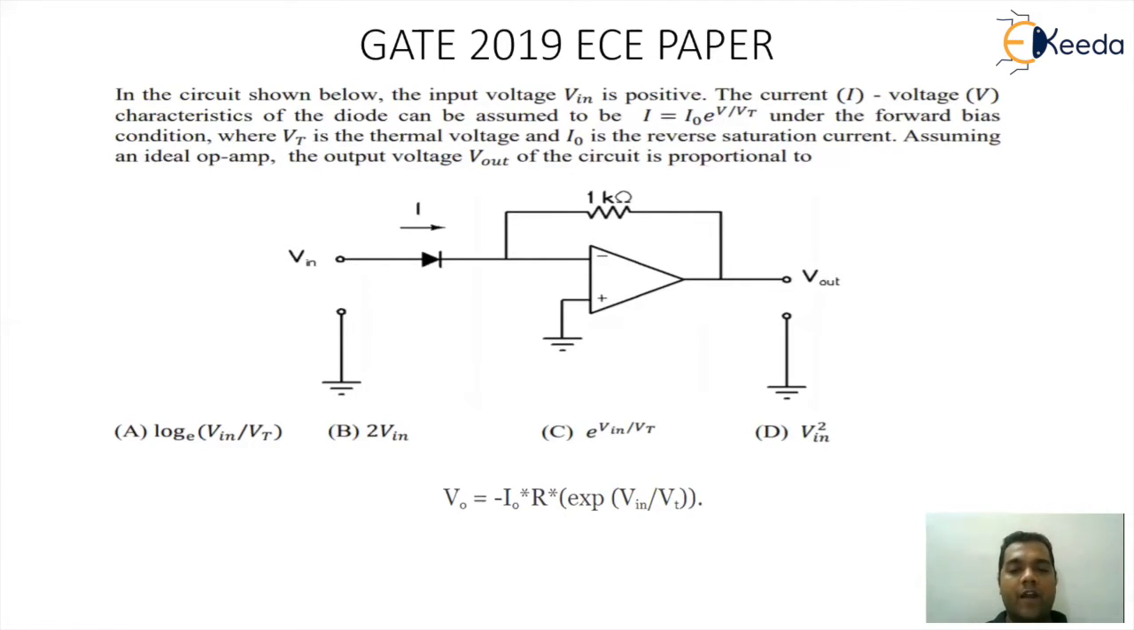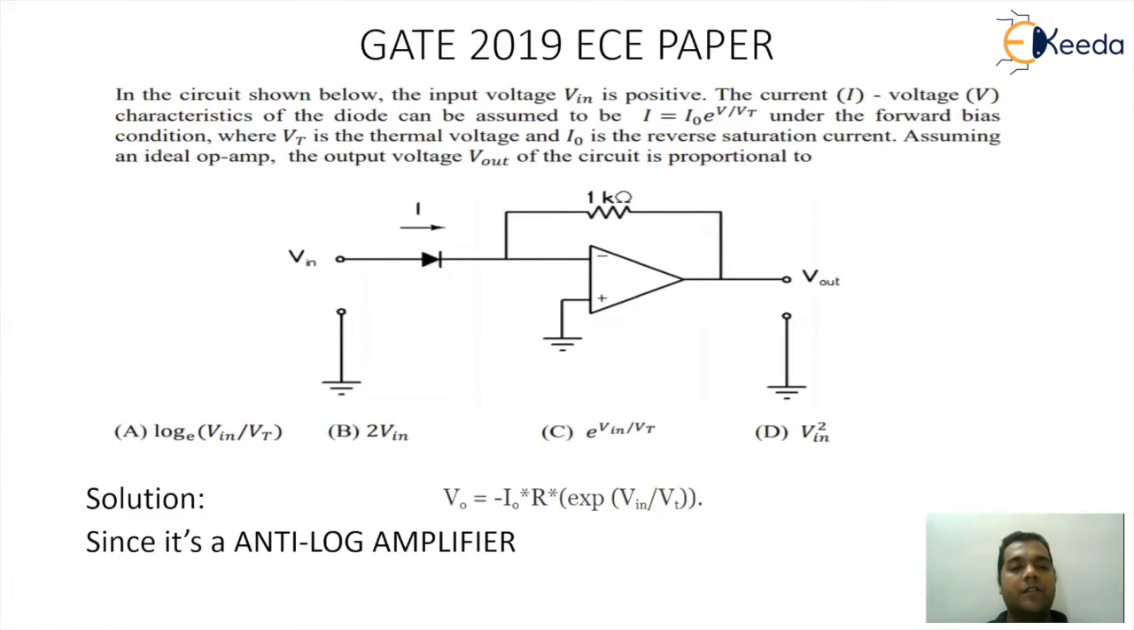So now when I define the solution for this question, it's an anti-log amplifier and the answer is going to be answer C, because output VO is going to be in direct proportion with respect to e raised to V in by Vt. So this is the correct answer, option C.